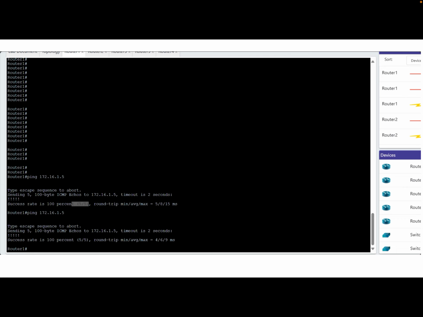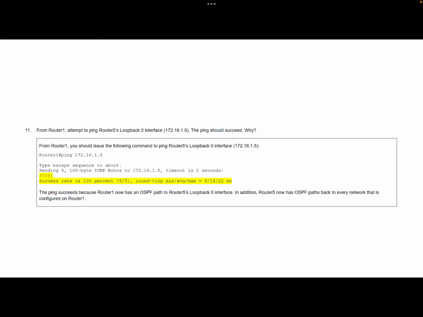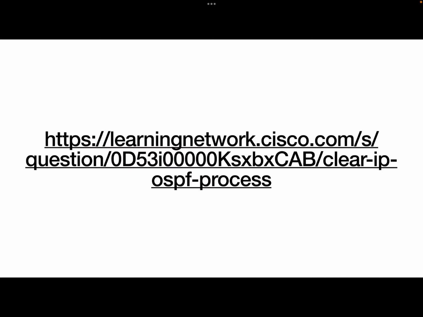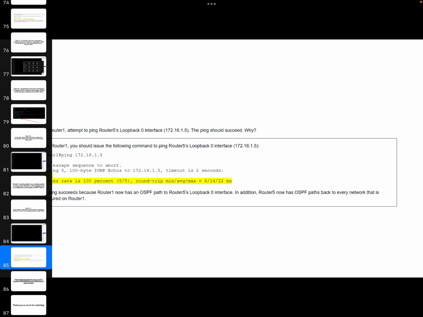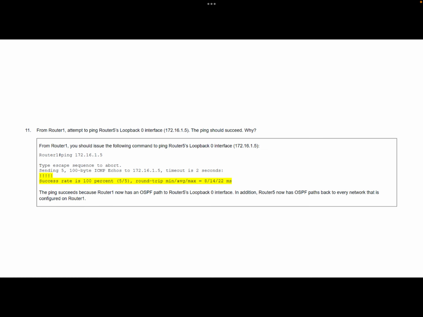Why? It's very simple, because router 1 has a way of reaching router 5 now. It can route packets to it because it's built up its routing table, so it has a path to router 5's loopback 0 interface. In addition, router 5 now has OSPF paths back to every network that is configured on router 1. So that is now task 2 all done.